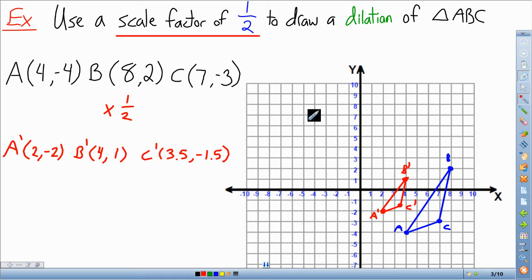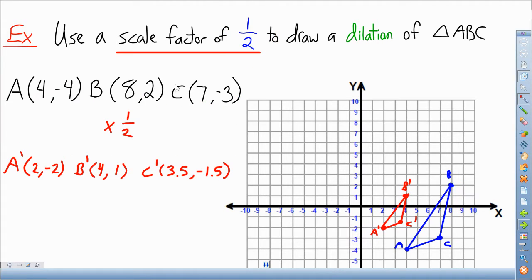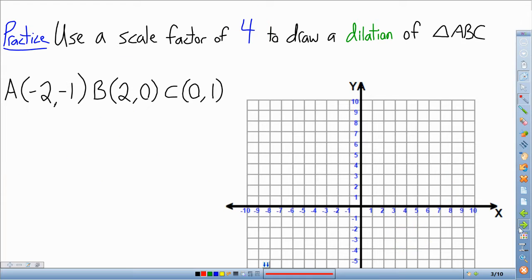And so one thing to remember when it comes to the scale factor: if we have a scale factor of a number greater than 1, we're going to get a figure that is an enlargement, a bigger polygon. Okay, if we have a scale factor that is less than 1 but still greater than 0, we're going to get an image that is a shrink, or a smaller polygon. Okay, so with this, I'm going to have you go ahead and try one a lot like this. Go ahead and plot these original points, apply your scale factor of 4, and see what you got.